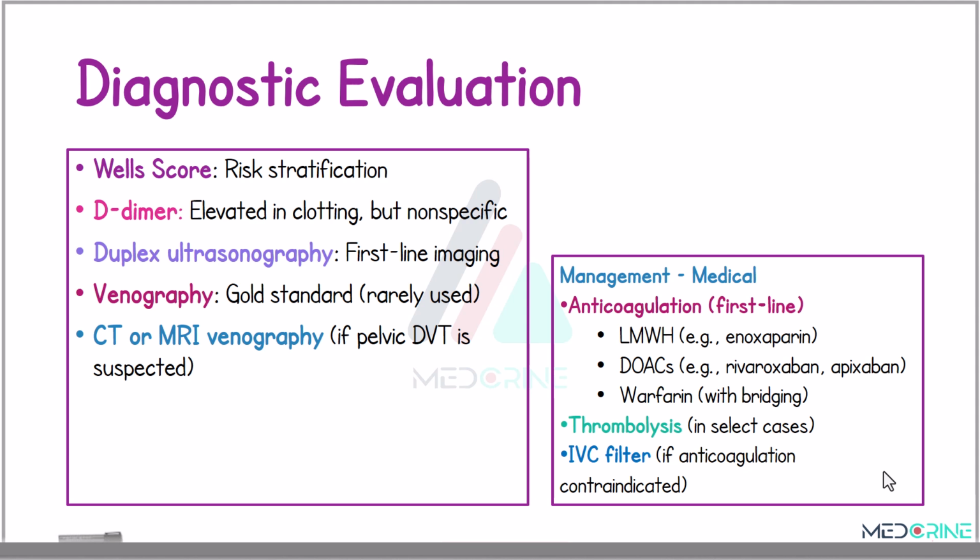Regarding the management, anticoagulation is the cornerstone of deep venous thrombosis treatment, where we use a low molecular weight heparin such as enoxaparin. Direct oral anticoagulants like rivaroxaban and apixaban are increasingly preferred due to the ease of administration. In patients stabilized on heparin, warfarin may be introduced with an overlap.